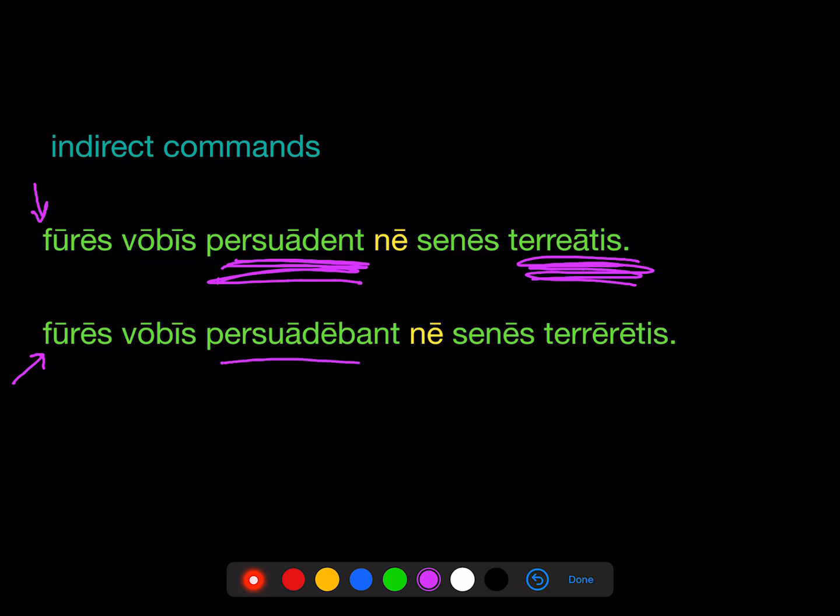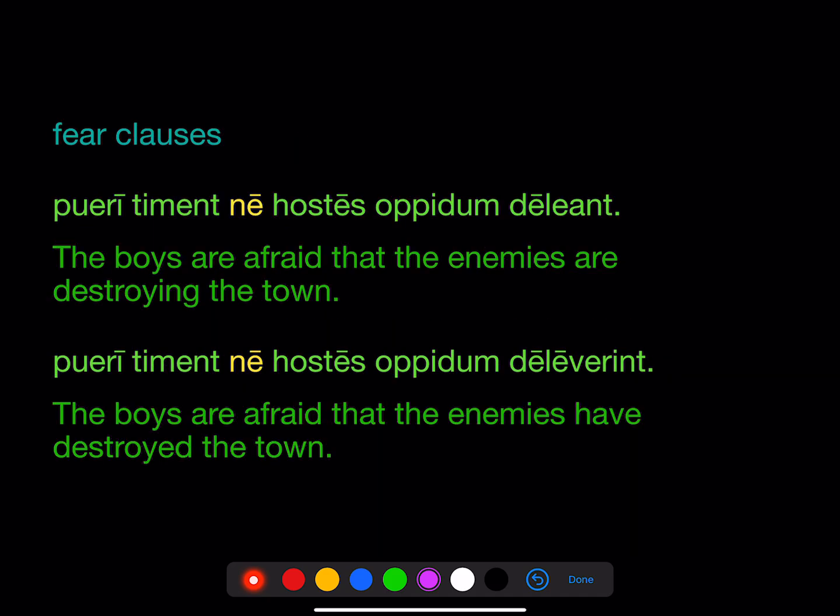In this example, we take that main verb and I put it in the imperfect. So the main verb is now about past time. And so we're going to need not a present subjunctive, but an imperfect subjunctive. So the thieves were persuading you not to terrify the old men. Okay? Now here are our fear clauses.